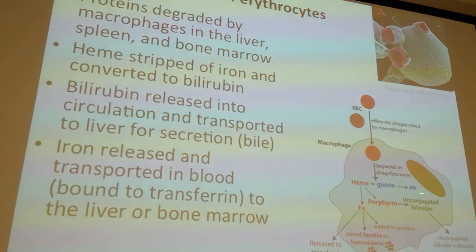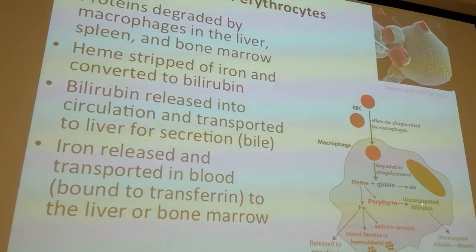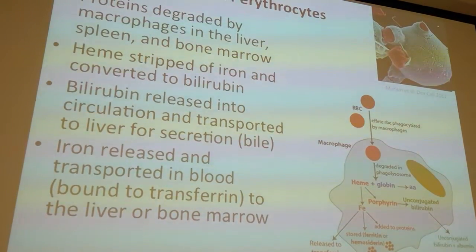Okay. And then that heme, recall that porphyrin structure can then be further degraded to bilirubin, and then conjugated to albumin for transport to the liver for further metabolism and excretion in our bile. Right?